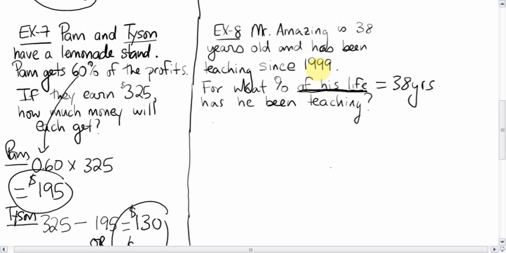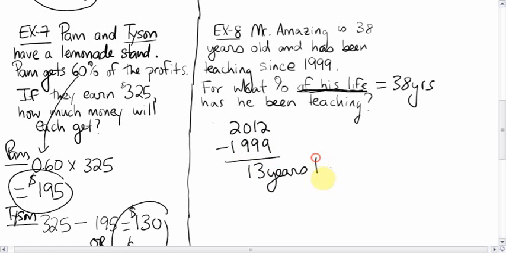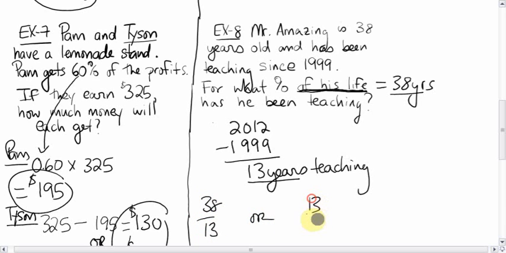Well, at this point, we're in the year 2012. If you're watching it right now in 2012. Subtract from 1999. That's 13 years of teaching. We don't know if he started early 1999, late 99, so this is a good enough estimate. 13 years of teaching. So these are the two numbers we're going to use: age, 38, and the years teaching, 13. What are we going to divide by? Is it 38 divided by 13, or is it 13 divided by 38?